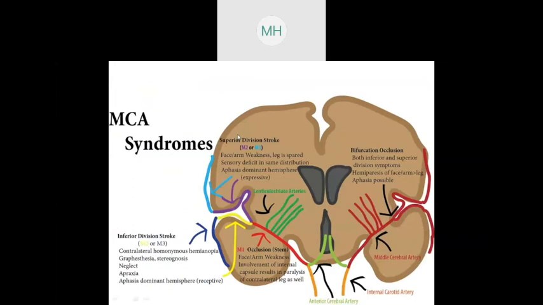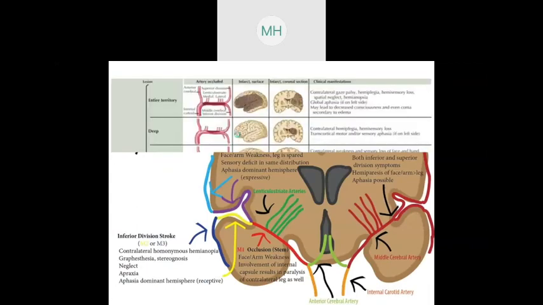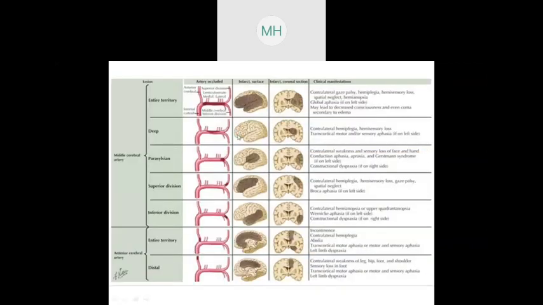So in stroke we have syndromes. So for each artery, each blood supply, they have a syndrome. So if a certain artery is blocked, it will produce certain symptoms, and it depends on how large the area, and you can see all the symptoms. Okay, this one you can explore on your own. I just give this slide for you to revise later. Okay.